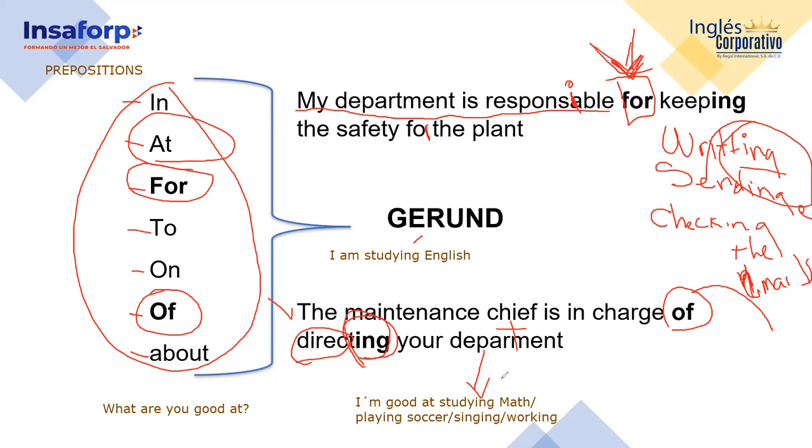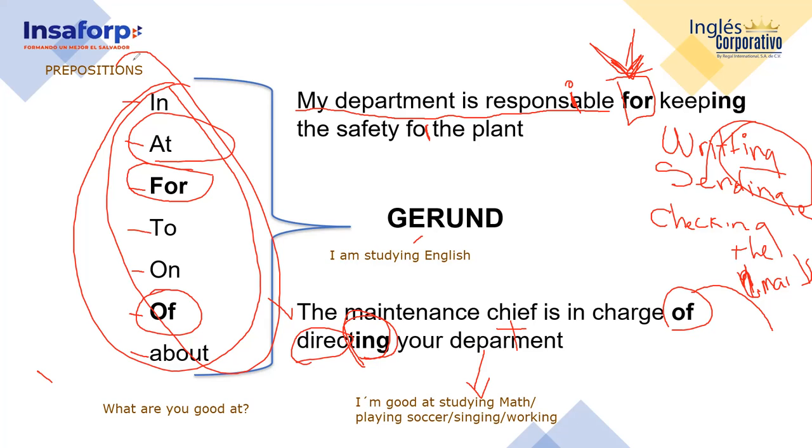¿Cómo voy a identificar eso? For the verb, ing. For the preposition. Because if we have a preposition, that is a gerund. It's always after the preposition, the verb in ing. Yes, always. If you have these prepositions, after that you need to write down the verb in gerund form.